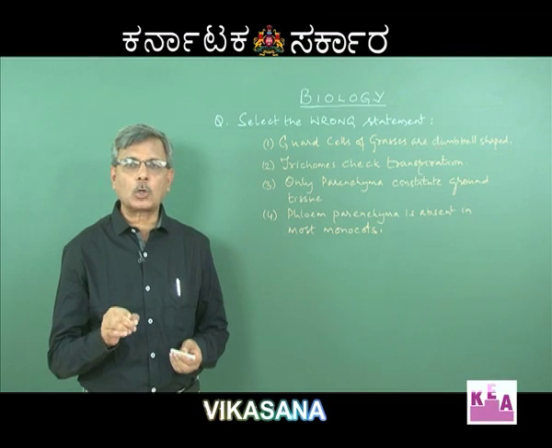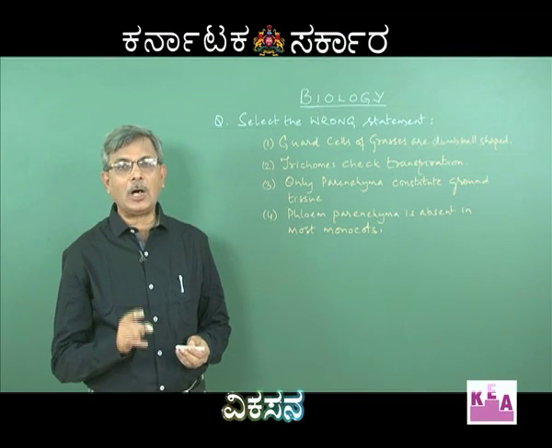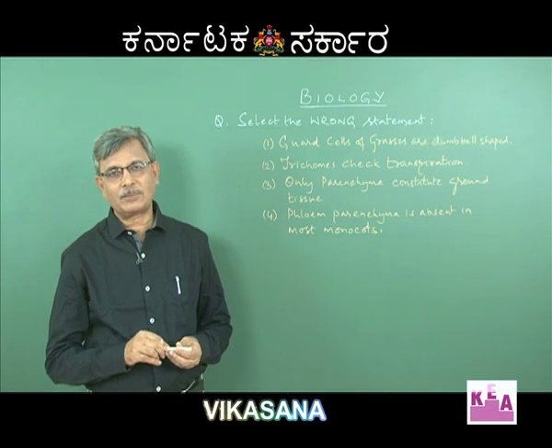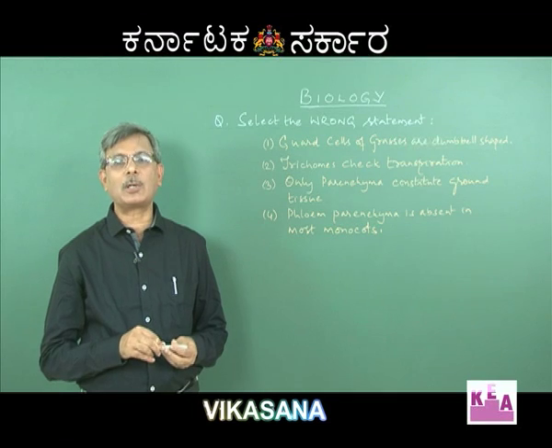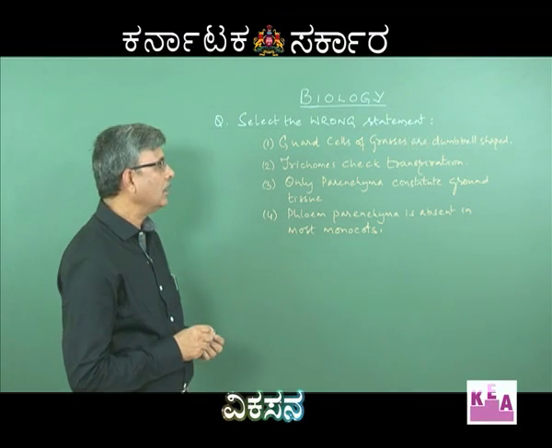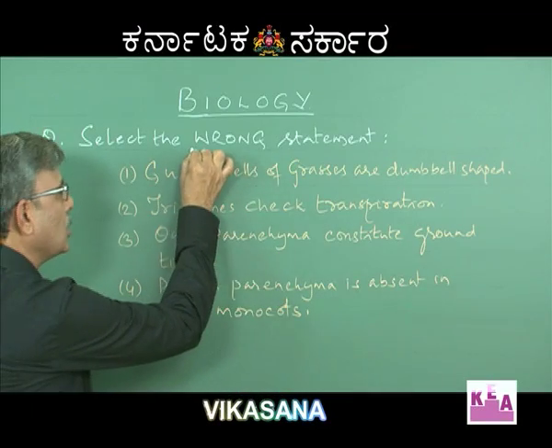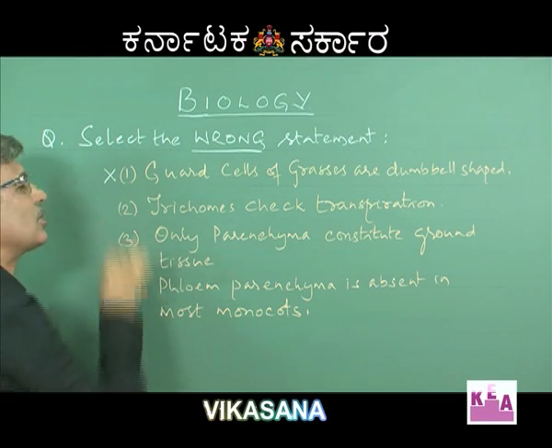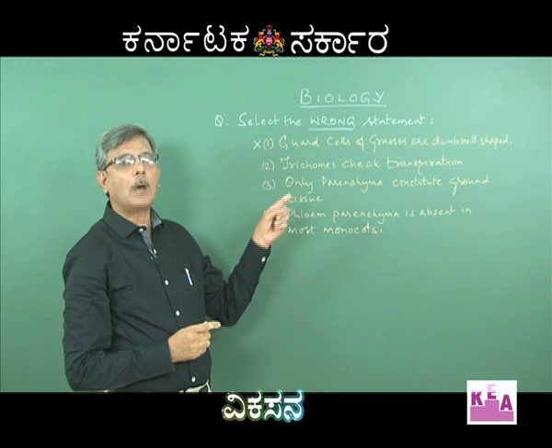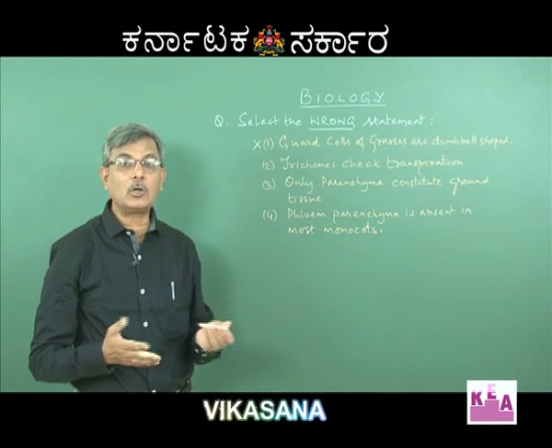The stomatal pore, the stoma, is bound by guard cells. In dicots, the guard cells are bean shaped or kidney shaped, whereas in monocots they are dumbbell shaped. Since grass is a monocot, dumbbell shaped, the statement is correct and we have to look for the wrong statement. So option 1 is not our answer. Now we come to option 2. Trichomes check transpiration. What are trichomes?